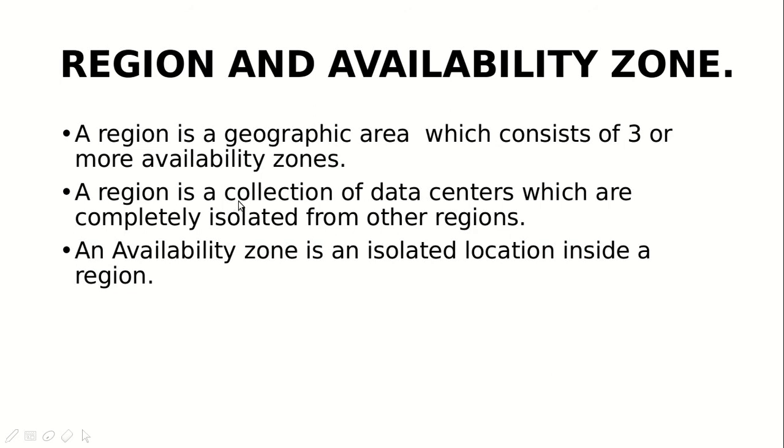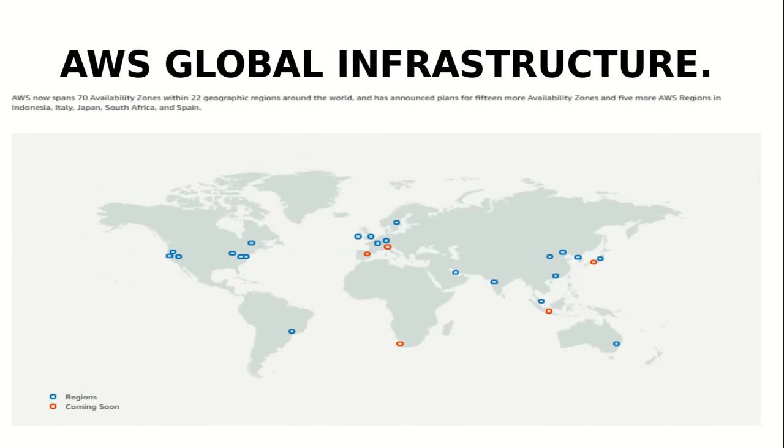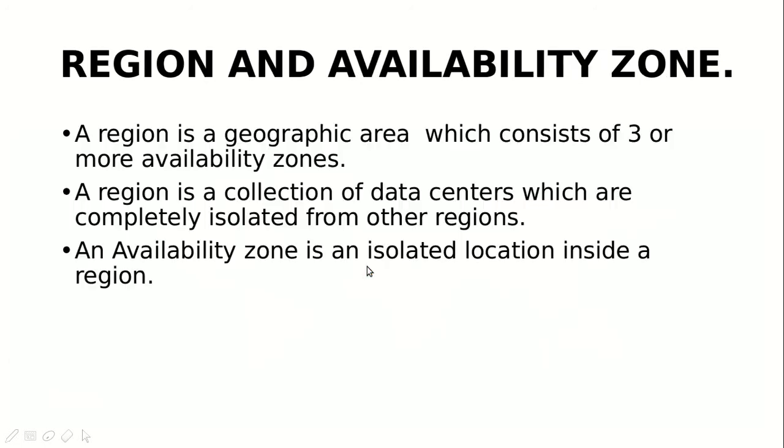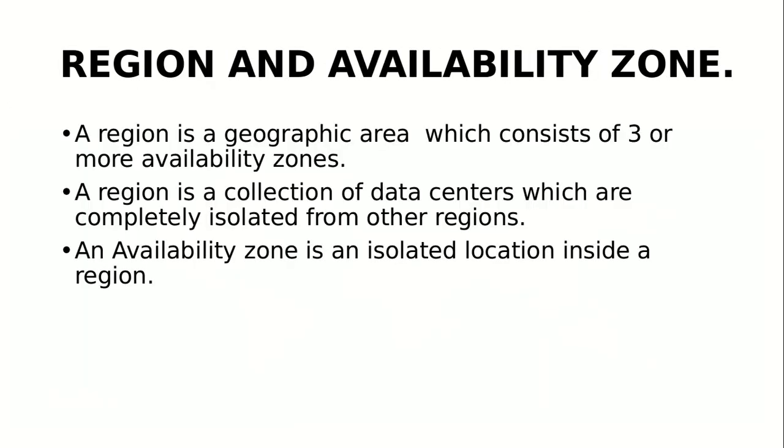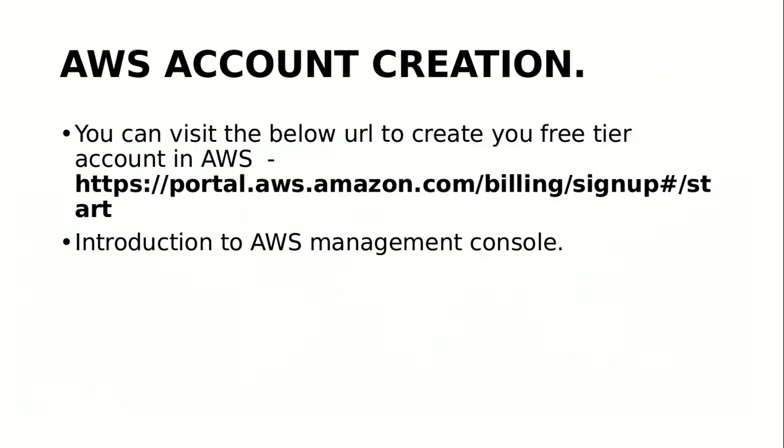A region is a collection of data centers which are completely isolated from other regions. By default, one region cannot talk to another region. So regions are isolated locations from one another, and an availability zone is an isolated location inside the region. Within a region you have availability zones, which are nothing but sub-regions within your regions. And then finally we will have your account creation.